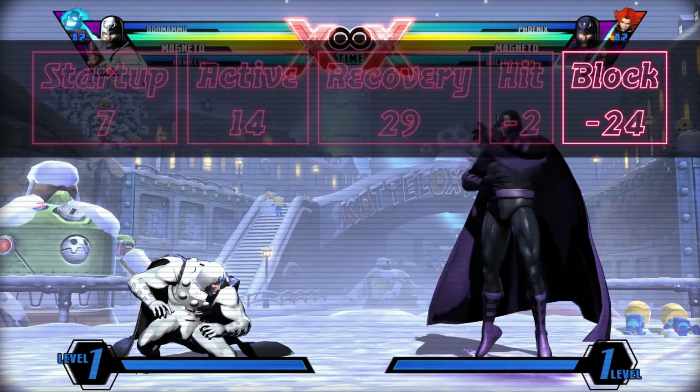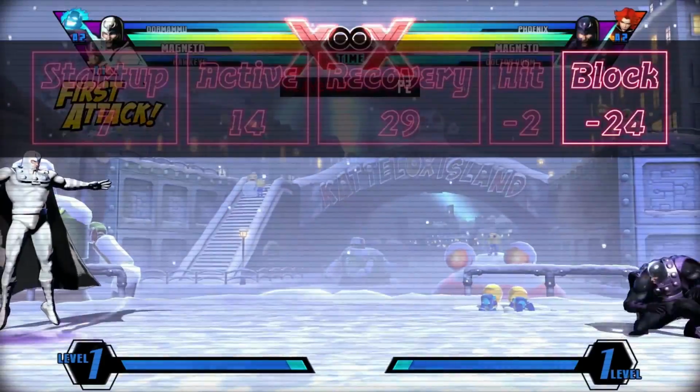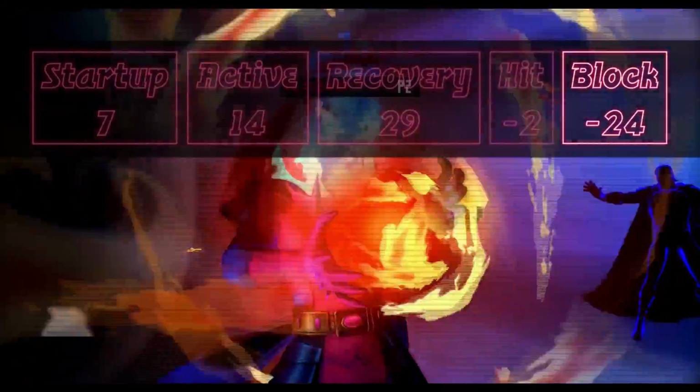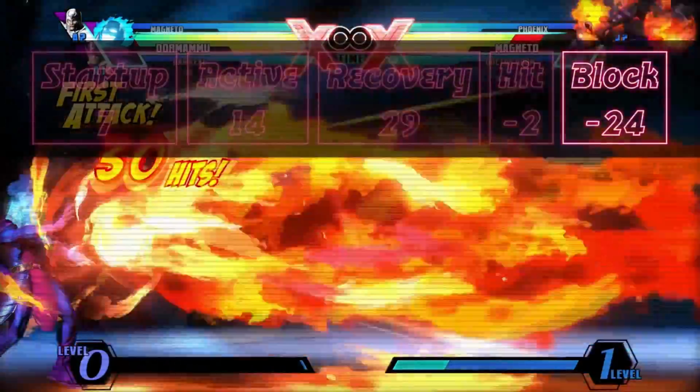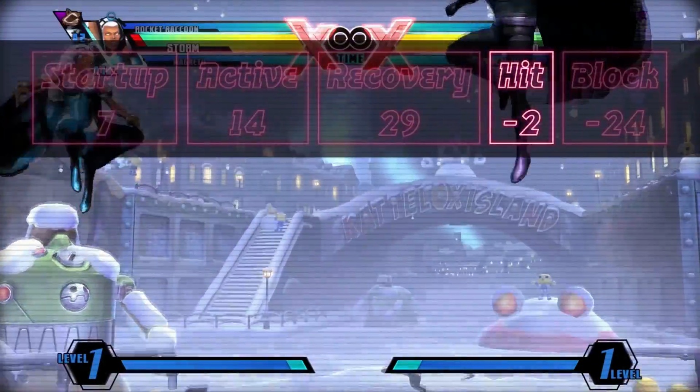This means that if you block the move and have anything that reaches and starts up in 24 frames or less, you can hit him for free. On hit, you're basically back to a neutral situation.